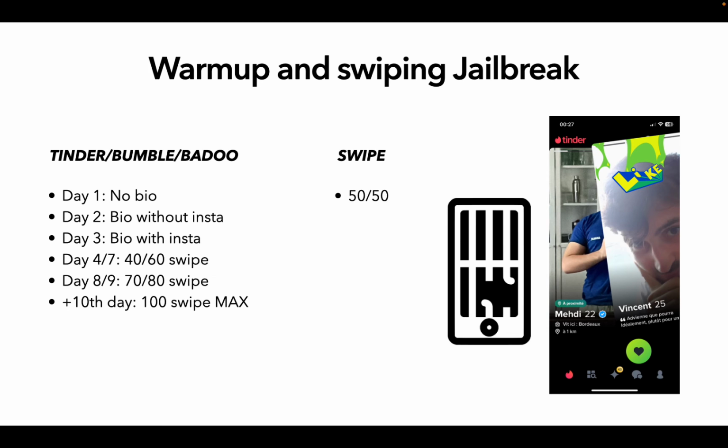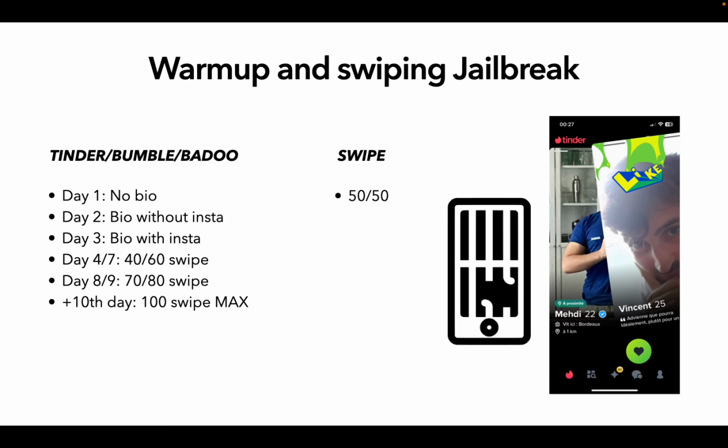In terms of the swipe quota, 50-50 in terms of likes and dislikes. If you're really a guy who likes danger and isn't afraid of getting banned, you can do 40-60. So 60% likes, 40% dislikes. I'd recommend 50-50. This allows you to get a lot of volume while looking like a normal user. This is the jailbreak method.